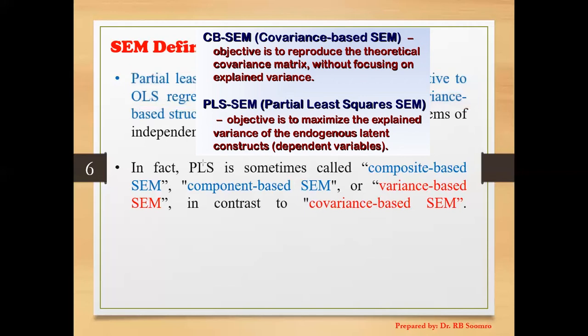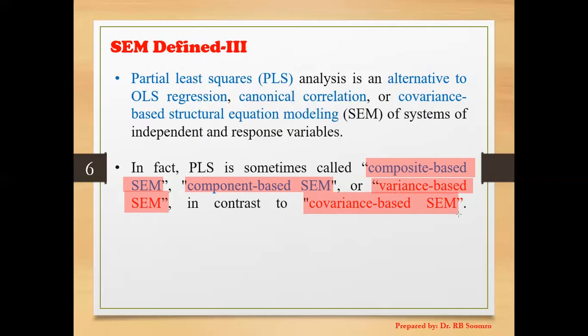In fact, the other name of PLS is composite-based structural equation modeling, or component-based, or variance-based structural equation modeling, in contrast to covariance-based. In my next video, I have discussed the major difference between variance-based structural equation modeling and covariance-based structural equation modeling. If you find time, you can go and watch that video to understand the difference between these two approaches to structural equation modeling.